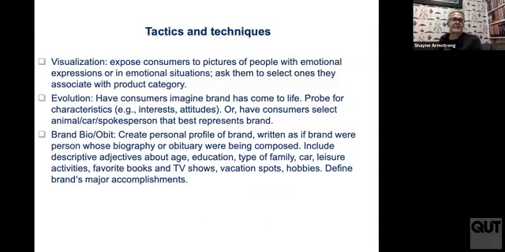Okay, some other tactics. Well, you can have visualization. Similar to our photo exercise before, expose consumers to pictures of people with emotional reactions. Okay, and ask them to select ones they associate with the product category or the brand. So if you see someone looking broody or sexy or happy, which facial expression, and therefore which feeling do you associate with our brand?